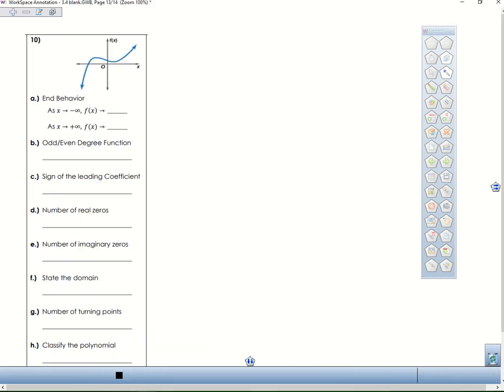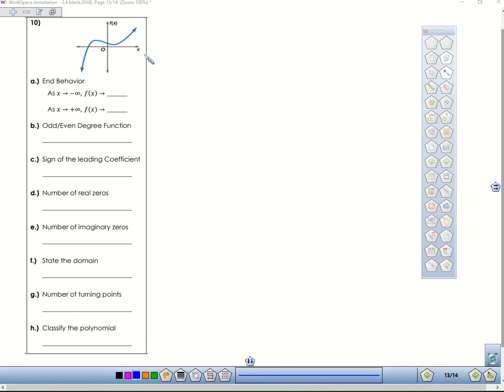So now we're going to look at number 10. So we look at our end behavior. As my x values go to the left, this way, is my function going up or down? Down. So this is negative infinity. As my x values go to the right, is my f of x going up or down? Up. So positive infinity.